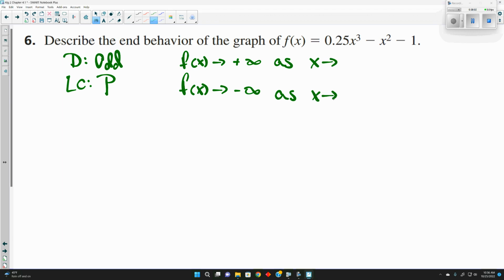Because it's odd, we know that f of x is going to approach positive infinity and f of x is going to approach negative infinity. They're going to go in two different directions. Now, since it's positive, f of x is going to approach positive infinity as x approaches positive infinity. And f of x will approach negative infinity as x approaches negative infinity.